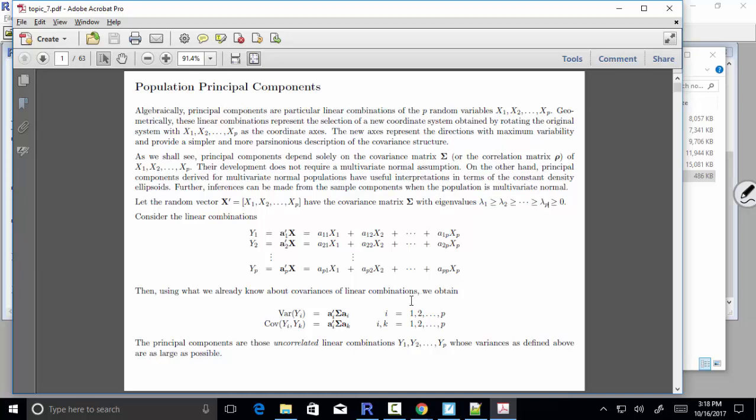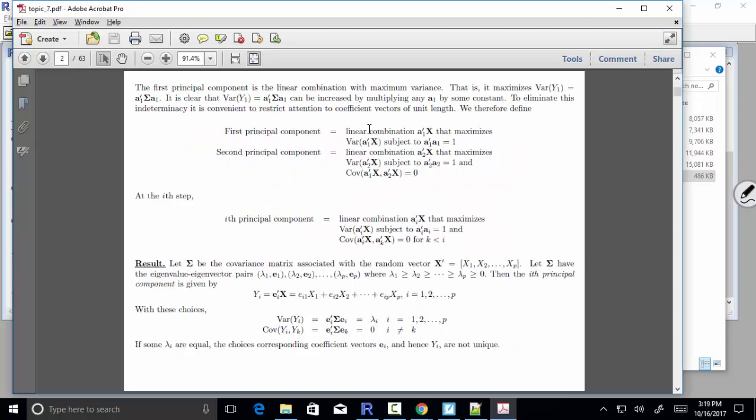Then the first principal component is the linear combination A1 transpose X that has the biggest variance. We impose a constraint in order to reduce redundancy. We impose a constraint that my linear combinations have to have length 1. This says that A1, whatever it is, has to have length 1.